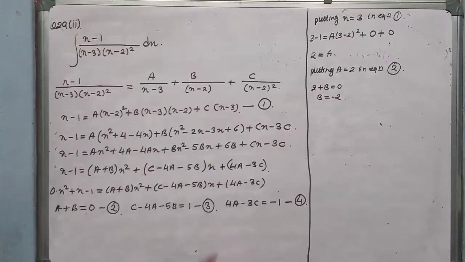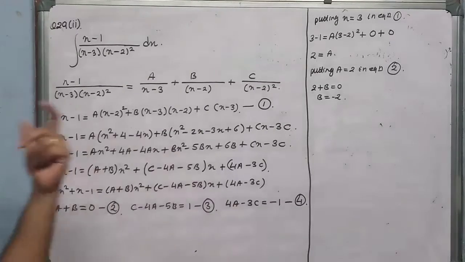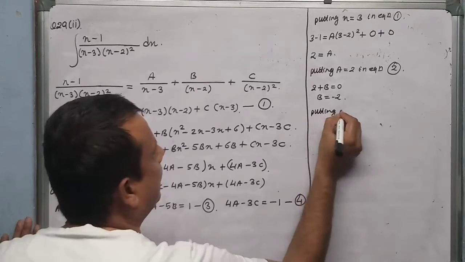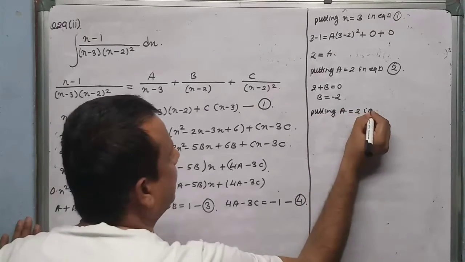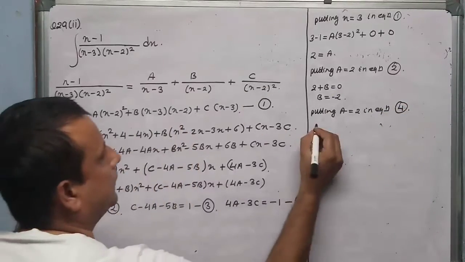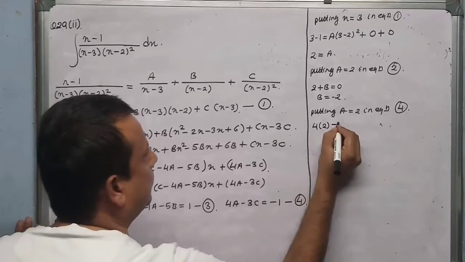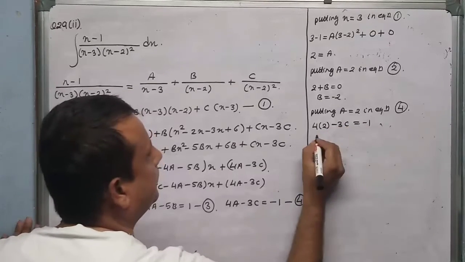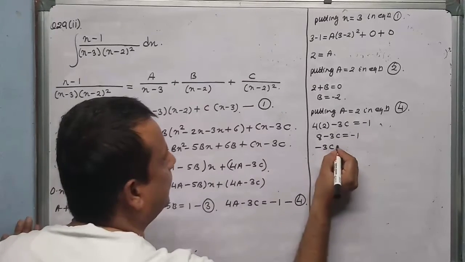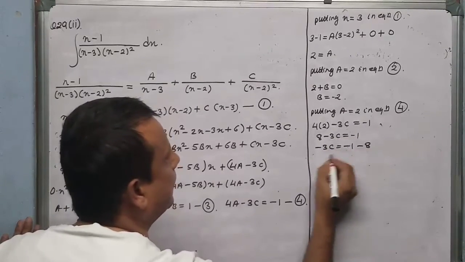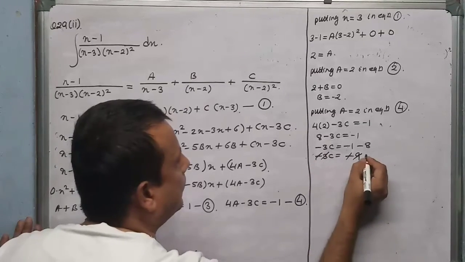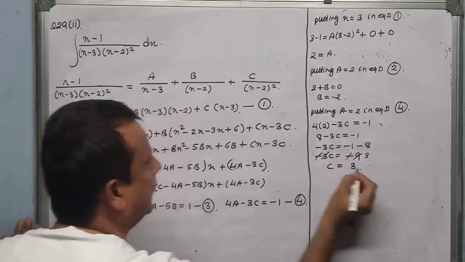Again, I'll substitute a equals to 2 over here. Easily we can calculate the value of c. Putting a equals to 2 in equation 4: 4 into 2 minus 3c equals to minus 1. 8 minus 3c equals to minus 1. Minus 3c is equal to minus 1 minus 8, minus 9. c is equal to 3.